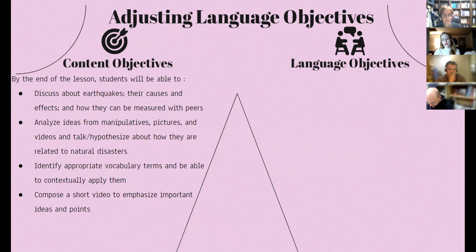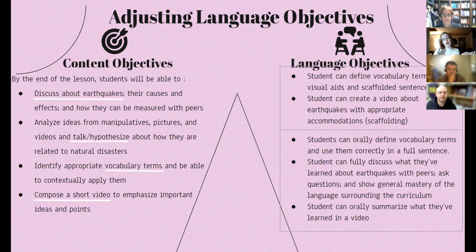If we want to get rid of all the content, let's look at language objectives. We can see within my content, I already have discussing, I have them talking and hypothesizing. I want them to know vocabulary, and I want them to make a video. So when I'm writing my language objectives, I can write them a bit similarly to this.